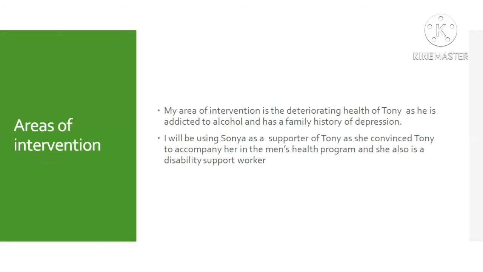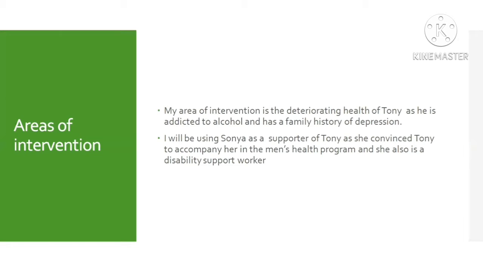My next slide is areas of intervention. After discussing issues prevalent in Tony's life, now I'm being specific to where I'm going to intervene. Firstly, I'm concerned about the deteriorating health condition of Tony because of his drinking habit and family history of depression. Secondly, I will be using Sonia as a supporter of Tony as she is a disability support worker. I believe that I can make use of her knowledge and skills as a benefit to this case scenario.